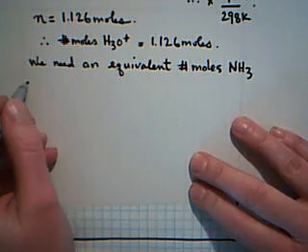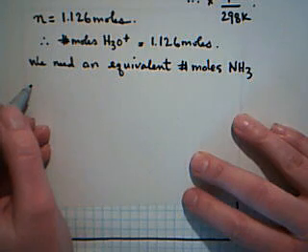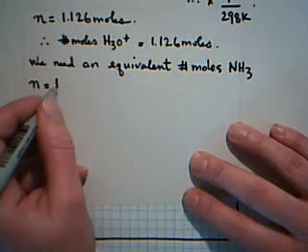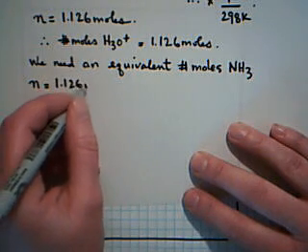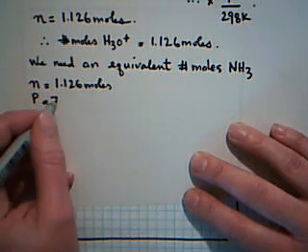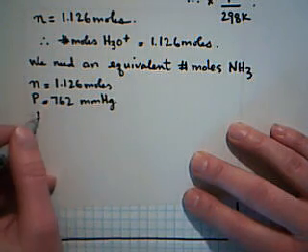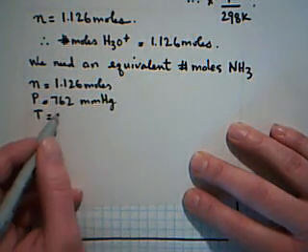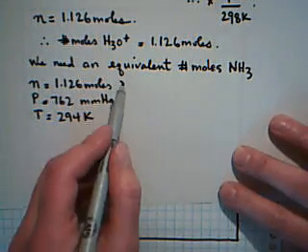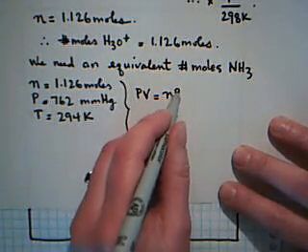Now, NH3 is also a gas, and they're asking us what volume will we need. So what volume is going to contain n equals 1.126 moles at a pressure of 762 millimeters mercury and a temperature of 294 Kelvin? What volume is needed? And again, we will use PV equals nRT.